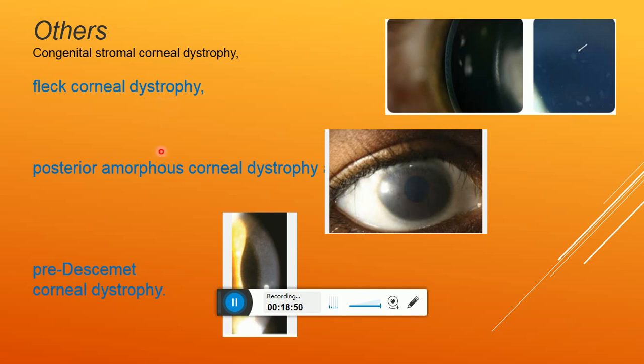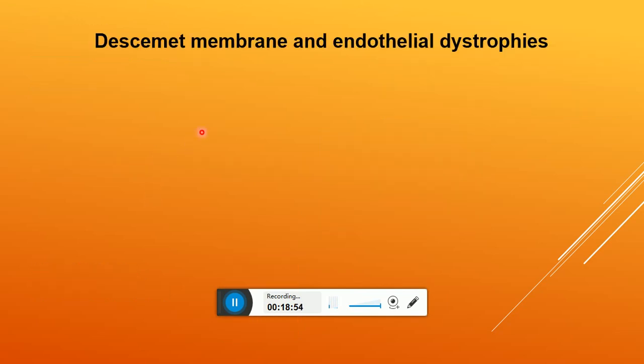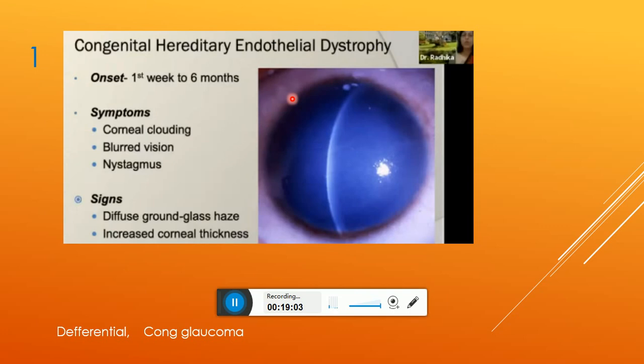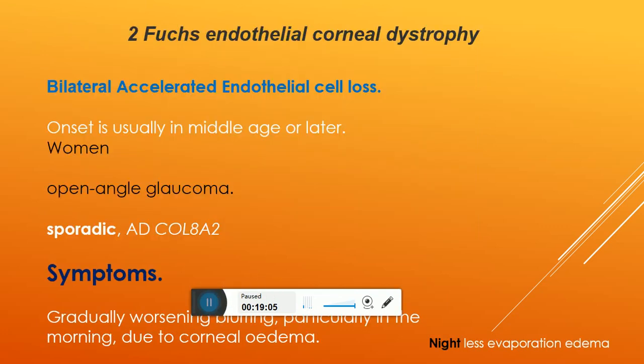posterior amorphous corneal dystrophy, pre-Descemet corneal dystrophy. The last type of dystrophies are Descemet membrane and endothelial dystrophies, in which the first one is Fuchs endothelial corneal dystrophy. This disorder is characterized by bilateral accelerated endothelial cell loss.